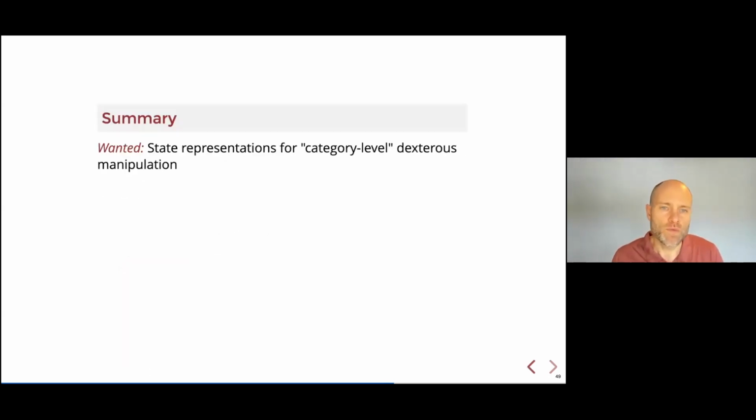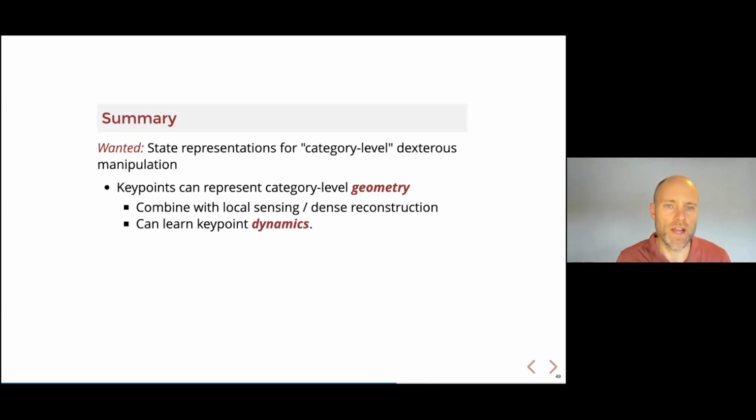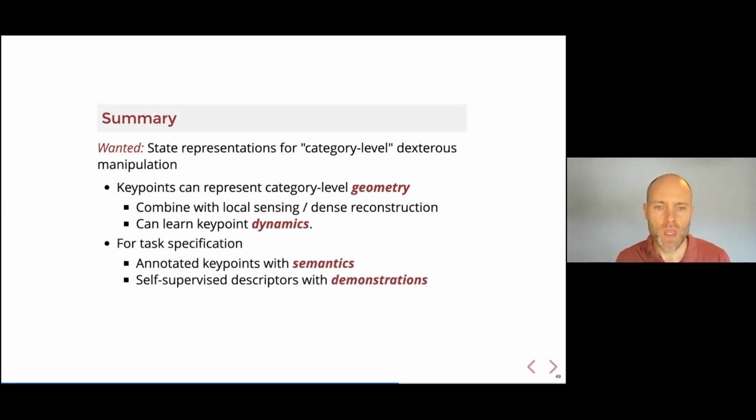So what have we done so far? We wanted state representations for category level dexterous manipulation. And I've offered that key points are actually a pretty good starting point. They can represent category level geometry. I think you can combine them with local sensing and dense reconstructions to do a lot of tasks. And even for state representations of predicting forward, you can learn the key point dynamics. The task specification I tried to emphasize a few times. It's really nice when you've annotated semantic key points and you have some notion of, this is the handle of the mug or whatever.